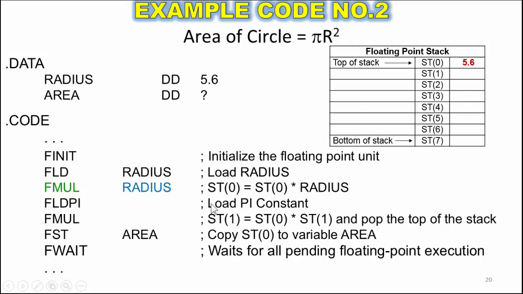The next command, fmul radius, multiplies the value of the variable radius, which is 5.6, to the value of the top of the floating point stack, which is 5.6. And the product, which is 31.36, is stored and replaces the value of the top of the floating point stack. Using this formula, ST at index 0 is equal to ST at index 0 multiplied by the value of the variable radius.